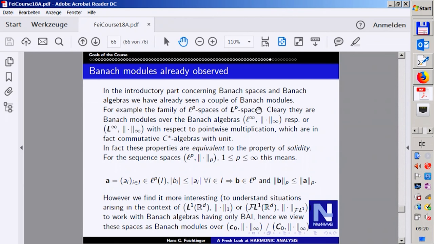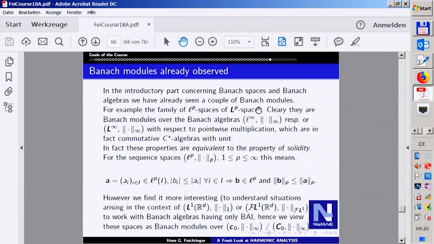So you have a function in LP, you have another sequence on the same index set, and it's point-wise in absolute terms smaller than, of course, the LP norm of the space. This is in LP and has a norm which is not larger than this one. This is called solidity. Why is solidity useful?